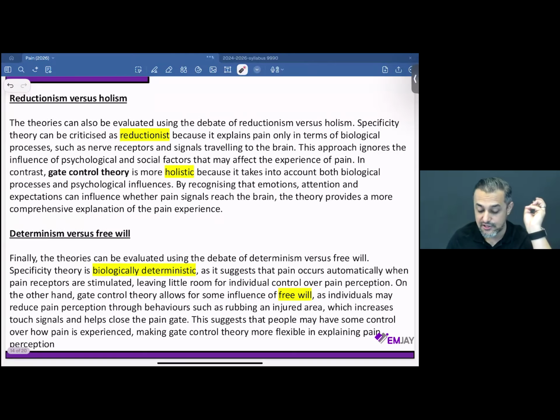In the same way, you could write about the deterministic versus free will debate here. And finally, the theories can be evaluated using the debate of determinism versus free will. Specificity theory is biologically deterministic, as it suggests that pain occurs automatically when pain receptors are stimulated, leaving little room for individual control over pain perception. On the other hand, gate control theory allows for more influence of free will, as individuals may reduce pain perceptions through behaviors. Free will, right, your own choice.